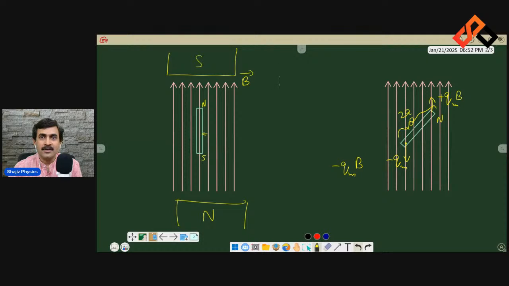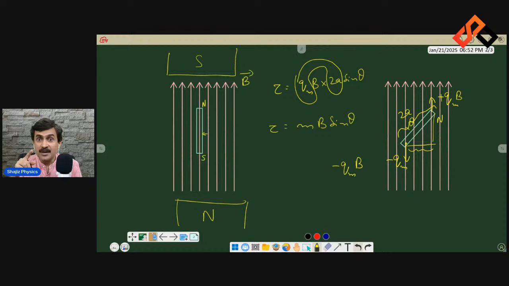And here torque is given by one of the forces, that is qm into B, into the perpendicular distance. This perpendicular distance will become 2a sine theta by the trigonometric identity. Now qm times 2a will give the magnetic dipole moment. So torque is equal to m into B into sine theta, because magnetic moment is usually represented by small letter m.